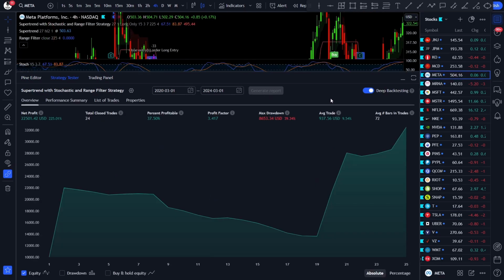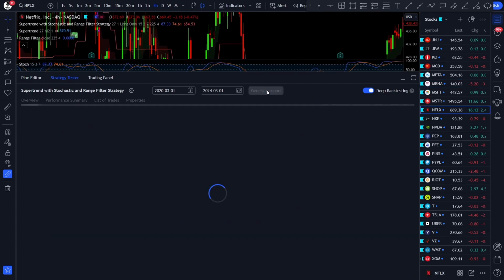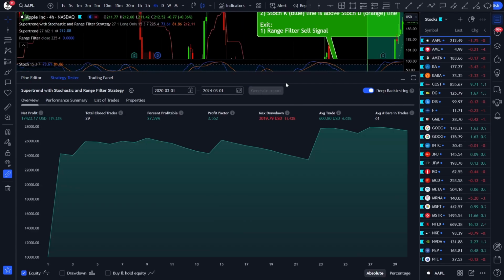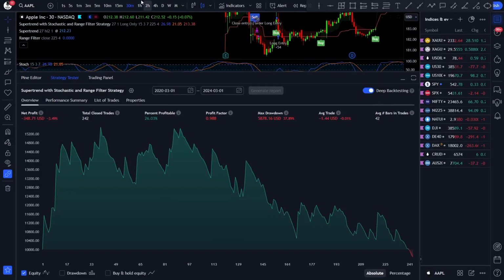Let's see Meta 4-hour. Moderna, Netflix, and back to Apple. I also mentioned that this script works on indices well. Let's take a look at that.